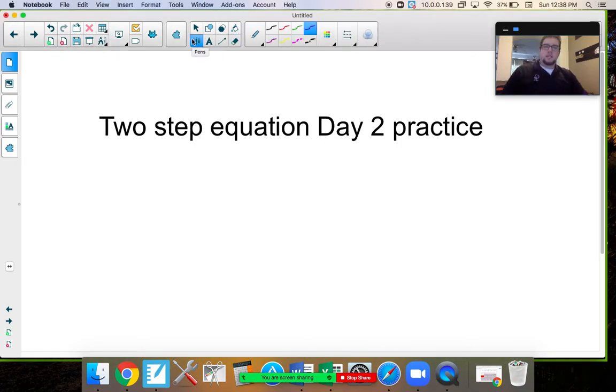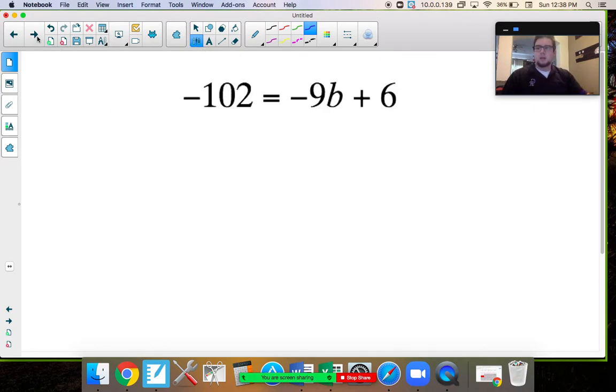All right, for our second day of two-step equations, we looked at a few examples that were more challenging. To kind of warm us up, we'll look at a few of our initial ones. So in a problem like this, both the 9 and the 6 have to move because there's our side with our variable. We're going to move the 6 with subtraction. We're going to move the negative 9 with division. And since 6 is further away from our variable, we start with the negative 6.